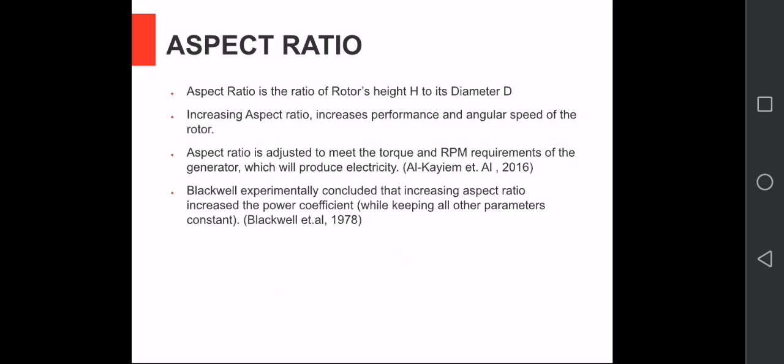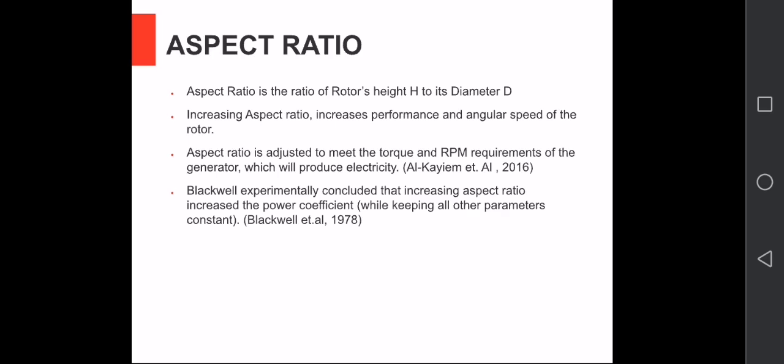So next is aspect ratio. The aspect ratio is the rotor's height to its diameter. Why this is important is because it increases the rotor's performance and the angular speed of the rotor. As you already know from the power equation of the rotor, the more the angular speed, the more the power. That necessarily does not mean the more the efficiency, but that does mean the more the power.